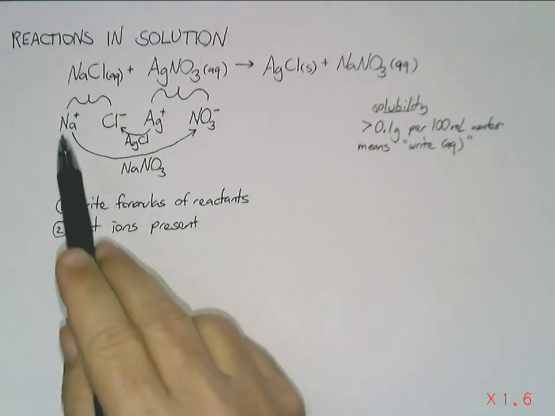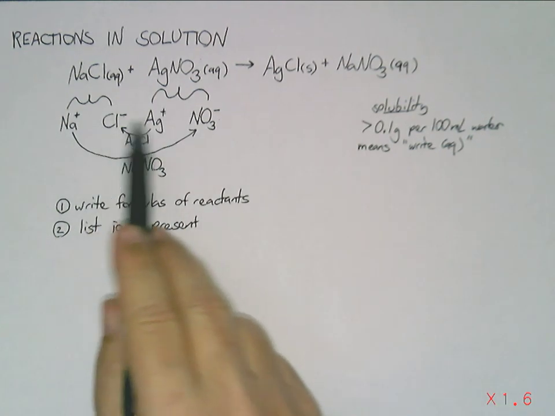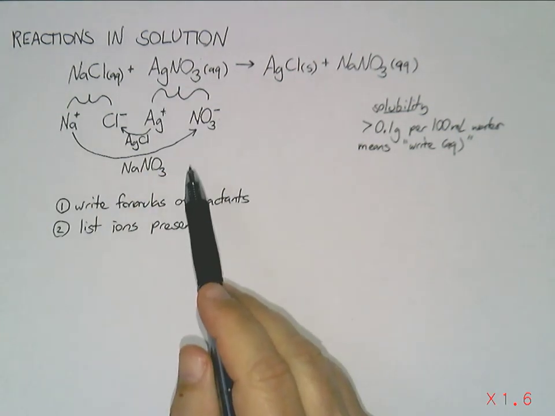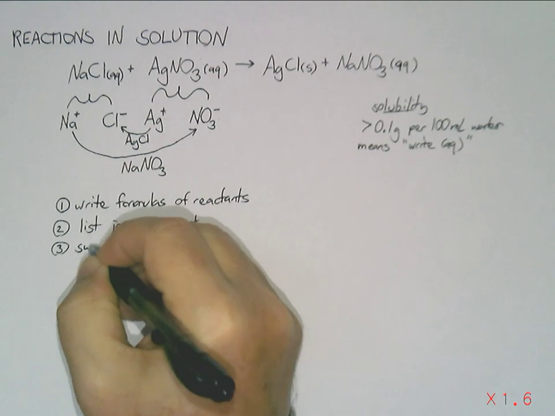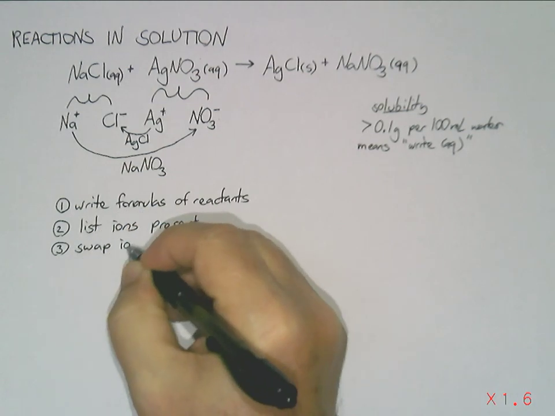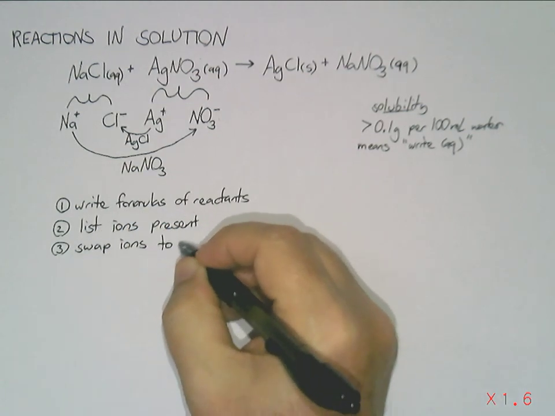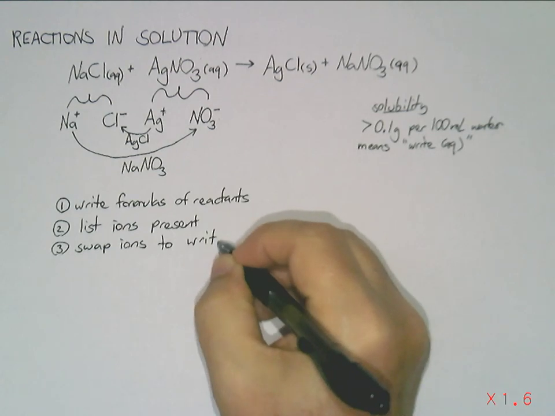Alright, so we saw that these were the 4 ions that are present, and the next step is swap the ions to write the products.